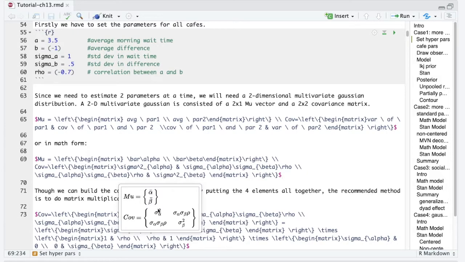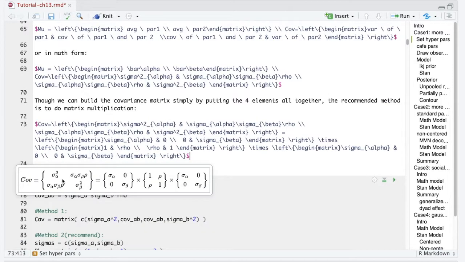So the mu vector consists of alpha bar and beta bar, which should be the 3.5 here and -1 here. And the first element in the covariance matrix is just sigma a squared, so it's 1 squared here. The second and the third elements are the same: sigma a times sigma b times rho, so it's 1 times 0.5 times -0.7. And the last element is just sigma b squared, 0.5 squared, which is 0.25.